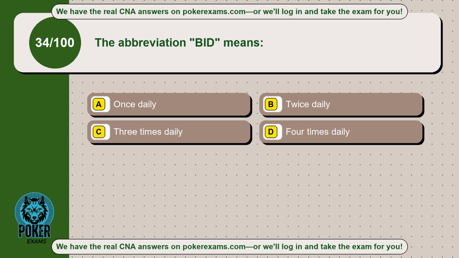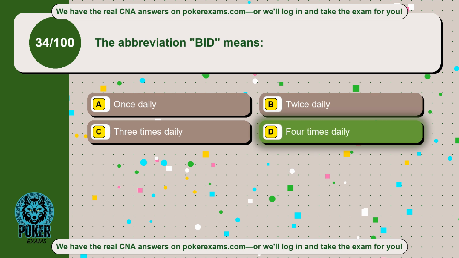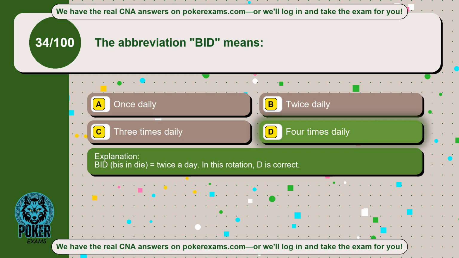Question 34. The abbreviation BID means: Option A, once daily. Option B, twice daily. Option C, 3 times daily. Option D, 4 times daily. The correct answer is option D, 4 times daily. BID, bis in die, equals twice a day. In this rotation, D is correct.